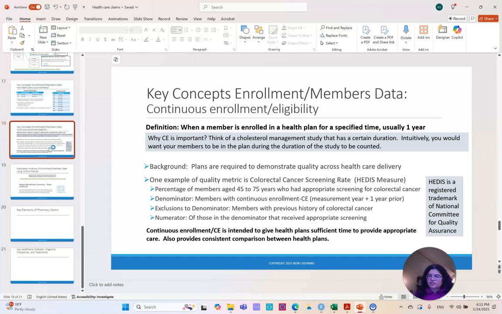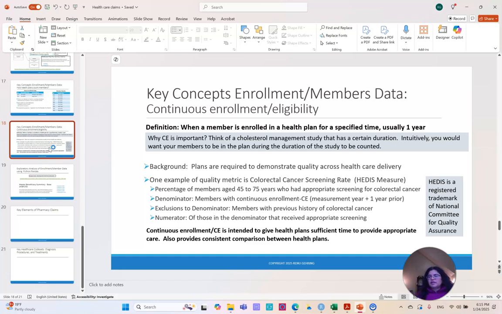And if you want to stop the video and you got the concept, feel free to do that. So let me talk about quality measures. Health plans are evaluated on key quality metrics. How are they delivering healthcare?